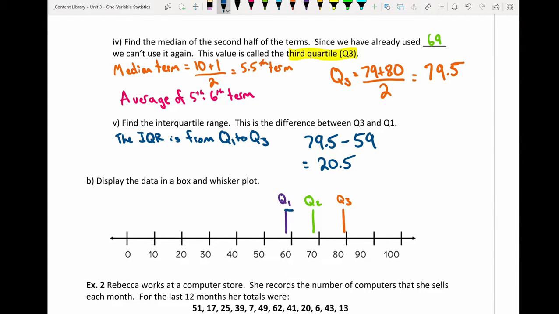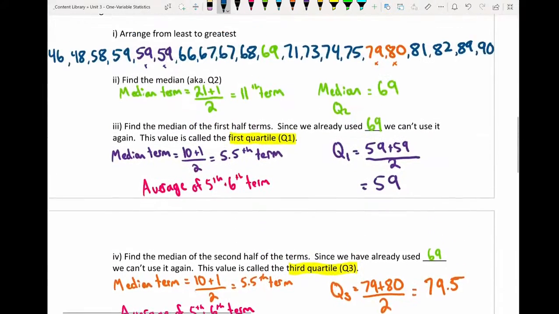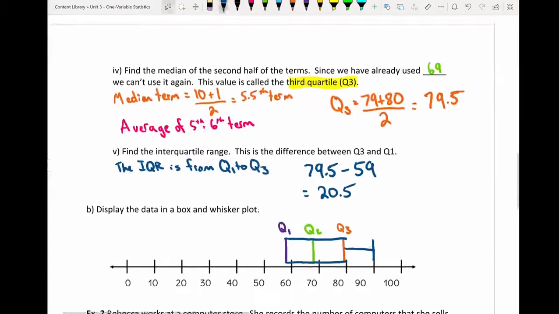Now I'm going to draw a box around these lines, so this is going to be my box. The next thing I need to do is draw my whiskers, and the whiskers go from the box to the highest value, in which case it is 90. So I'm going to draw a whisker out to 90. And it's going to go to the lowest value, if we scroll back up, which is 46. So I'm going to put a line down there and connect it with a dot.